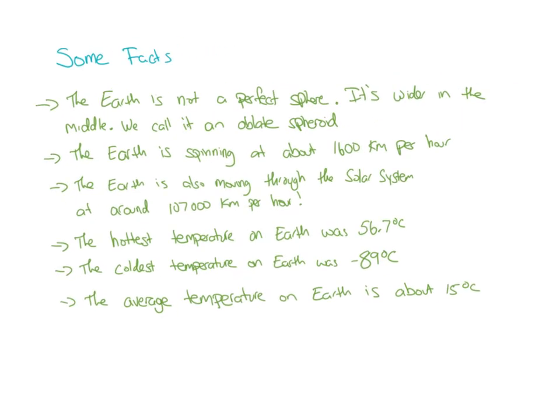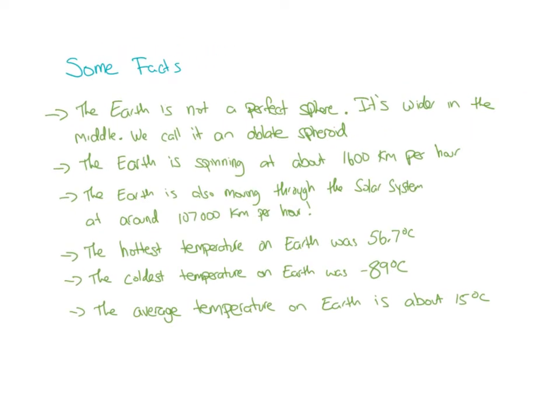Some facts. The Earth is not a perfect sphere. It's wider in the middle. We call it an oblate spheroid. The Earth is spinning at about 1,600 kilometers per hour. The Earth is also moving through the solar system at around 107,000 kilometers per hour. The hottest temperature on Earth was 56.7 degrees Celsius. The coldest temperature on Earth was minus 89 degrees Celsius. The average temperature on Earth is about 15 degrees Celsius.